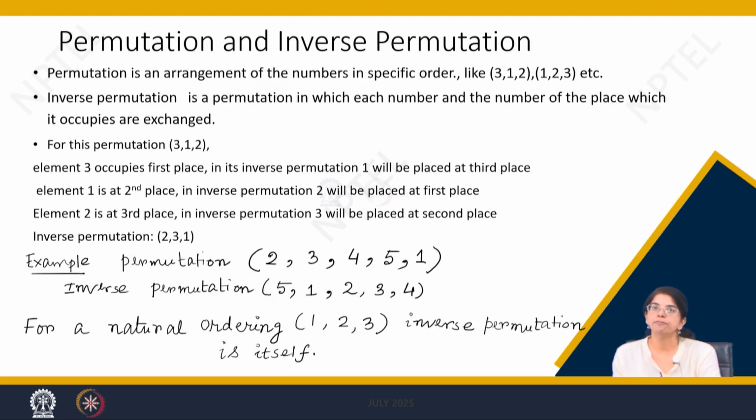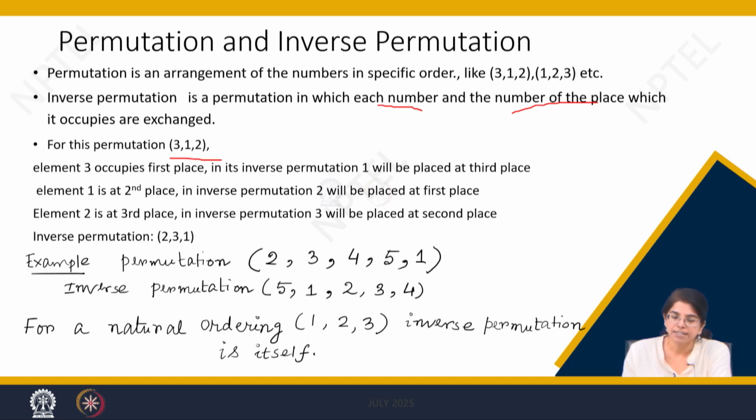So permutation and inverse permutation. Already you have a slight idea regarding permutation. Rank is also a permutation, an arrangement. A permutation is an arrangement of numbers in a specific order like 3 1 2, 1 2 3, etc. And inverse permutation is very interesting: it is a permutation in which each number and the number of the place which it occupies are exchanged.